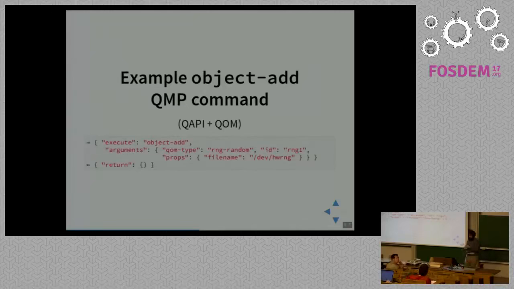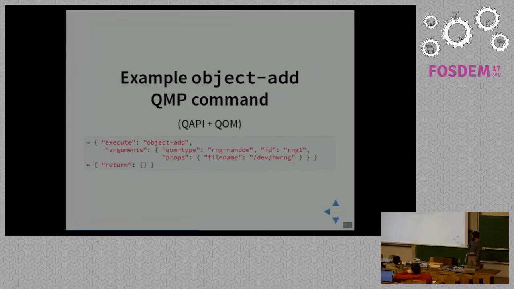Let's see another example. Let's see one case where QAPI and QOM are used together. This is the object-add QMP command. It's used to create a backend object, basically. It's a generic system to create objects inside QEMU, and there is a QMP command to do that. It takes the type of the object and the additional properties for the object.